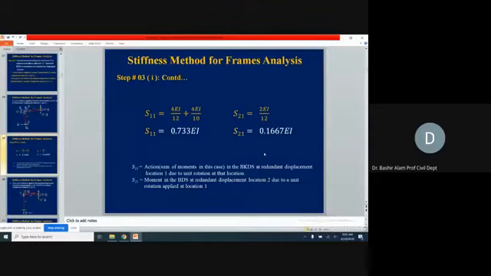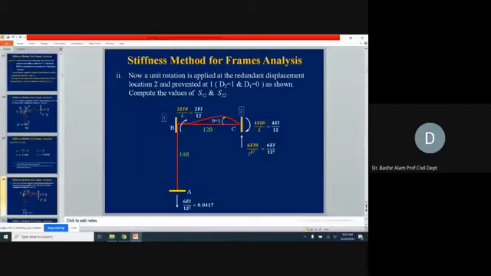Now, second part of this step number 3 will be, now we will give a unit rotation at point 2 now. D2 is equal to 1 we will put, and D1 we will put equal to 0. And here you see their situation. Here we are applying now rotation. So this orange line, let's say to the right, now we make it inclined, means we give a rotation. What will be the deflected shape of this beam? This will become the deflected shape.